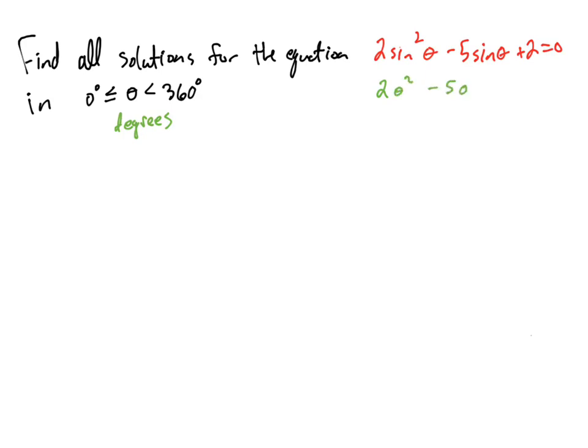This is kind of like this quadratic equation. So we want to first see if we can factor this. And this is going to factor like this: 2x minus 1, x minus 2. If we multiply that out, we get what we started with. So let's go ahead and factor the trig equation in this same format.